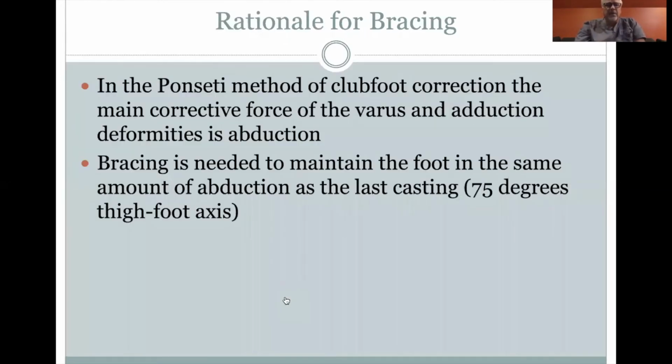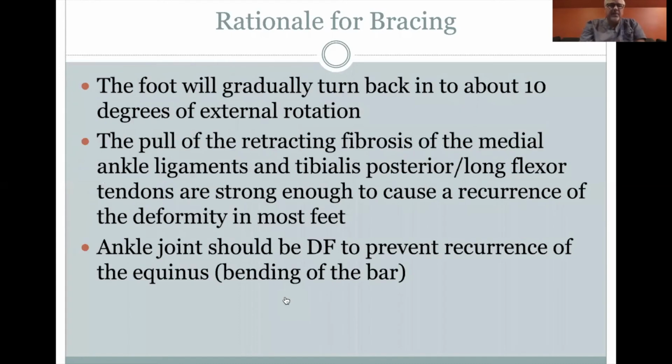The rationale for bracing is that in the Ponseti method of clubfoot correction, the main corrective force of the varus and adduction is abduction. So that's why we're trying to hold the foot in an abducted position, with a little excessive abduction. Bracing is needed to maintain the foot in the same amount of abduction as the last cast, which is about 75 degrees of the thigh-foot axis. The foot will gradually turn back to about 10 degrees of external rotation. The pull of the retracting fibrosis of the medial ankle ligaments, the posterior tibial and long flexor tendons are strong enough to cause recurrence of the deformity in most feet.